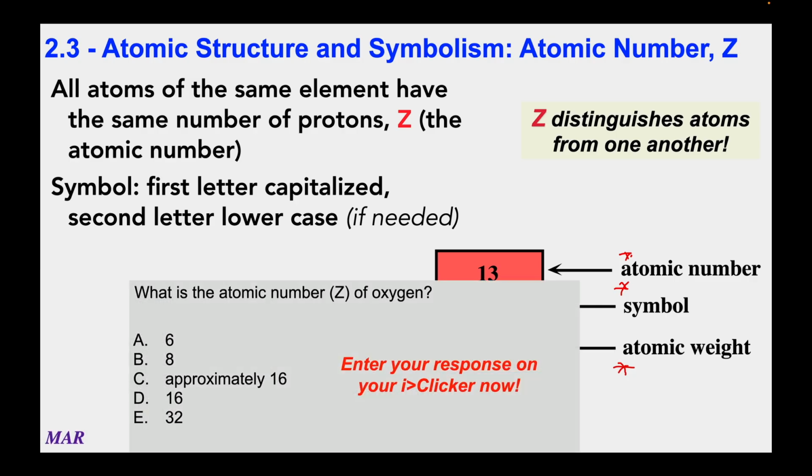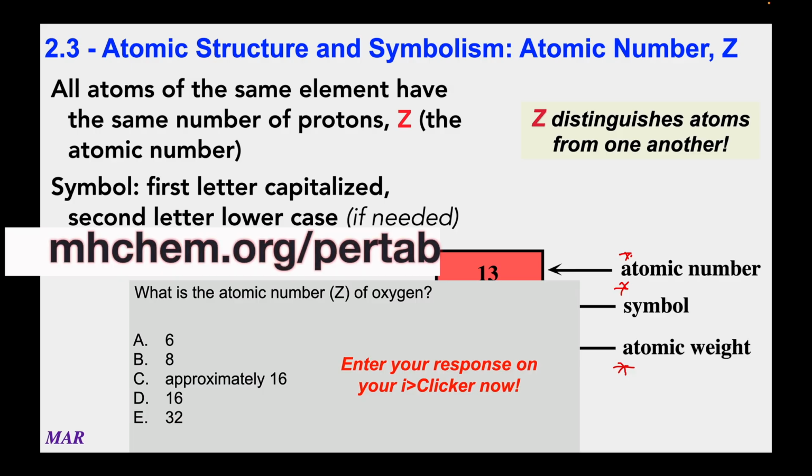So the question might come, what is the atomic number Z of oxygen? First of all, you need a periodic table to answer this. And in class, I will definitely give you a periodic table, but if you can't wait for class, what you can do is go to mhchem.org/per-tab. This will be the periodic table that we'll use in class.